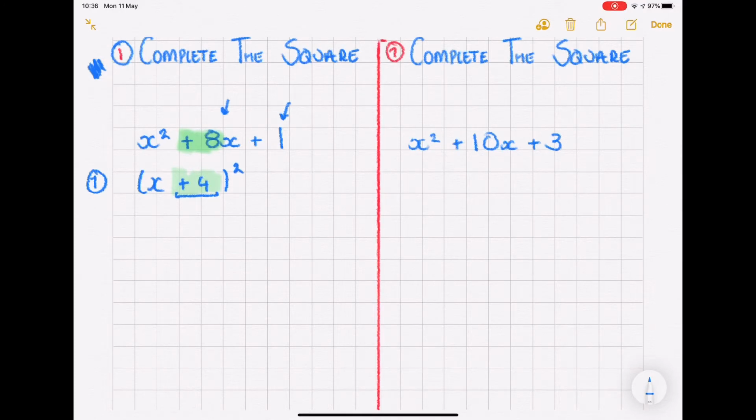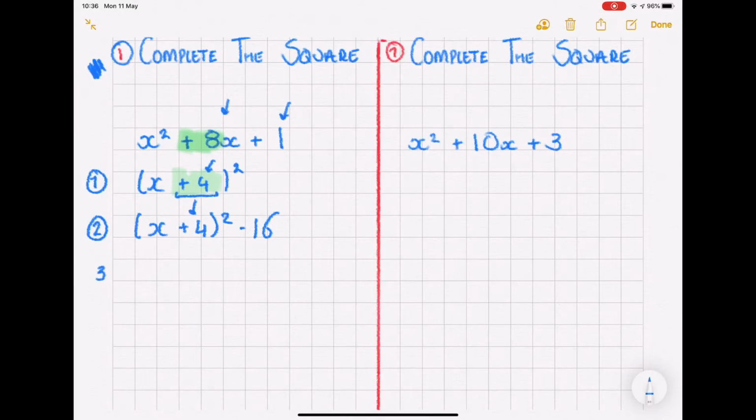That's our first step. Now our second step is to take this number, square it, and then subtract it from what we've already got. So what have we already got? We've got x plus 4 squared. So we take this number, we square it, which is 16, and then we take it away from what we've already got.